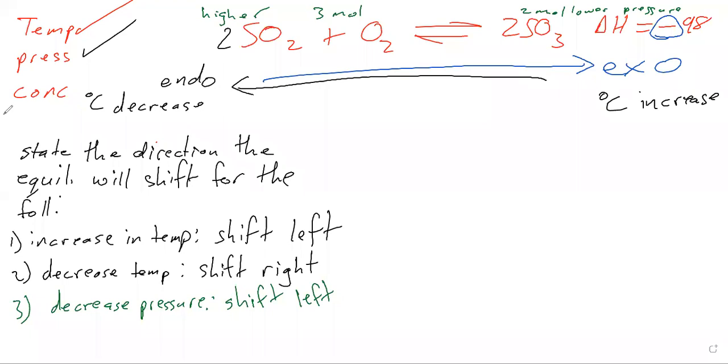Concentration now. If we increase the concentration of SO3, let me write it down, what will happen? The system will go and decrease it. And to decrease it, it will do what? Shift to the reactant side. All right, it will shift left. So when it shifts left, let me just put this as a note. Please remember this.